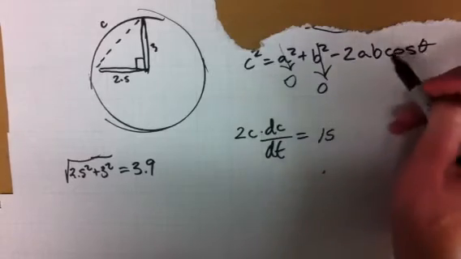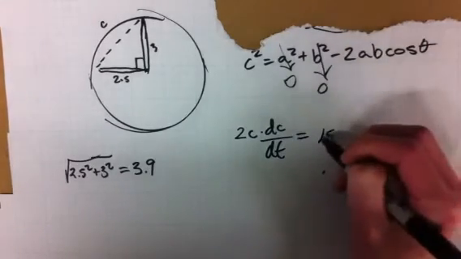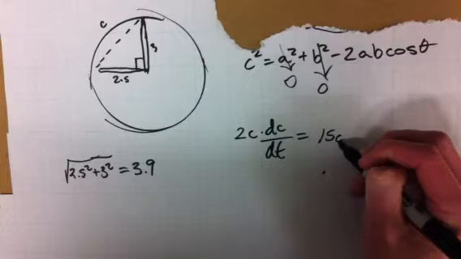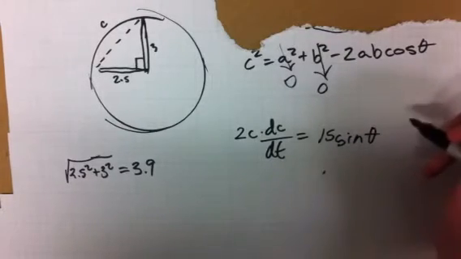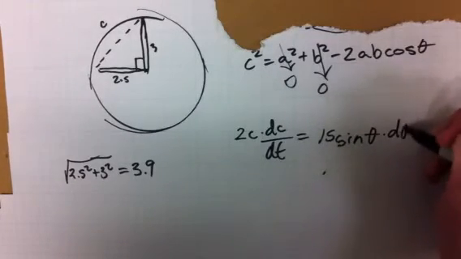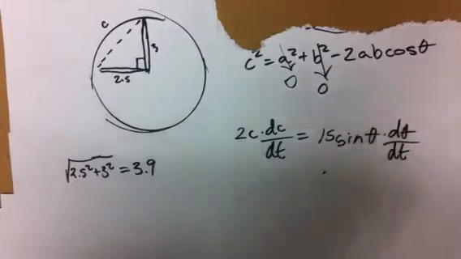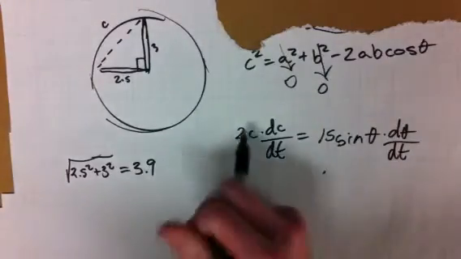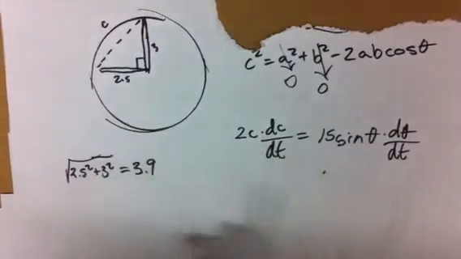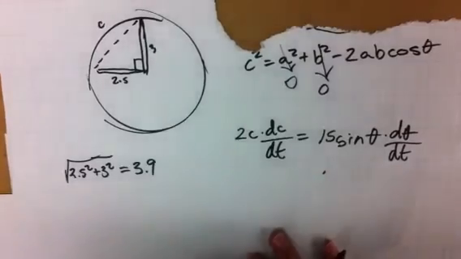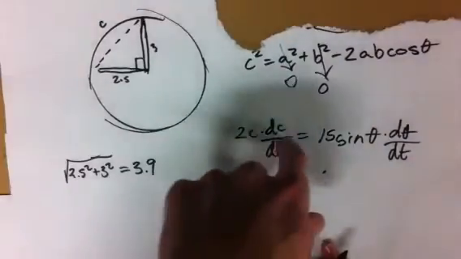And it'd be negative, except that the derivative of cosine is negative sine, so we end up with 15 sin theta times d theta/dt. And we know the length of c at 9 o'clock, and all we have to do is figure out the rate of change.